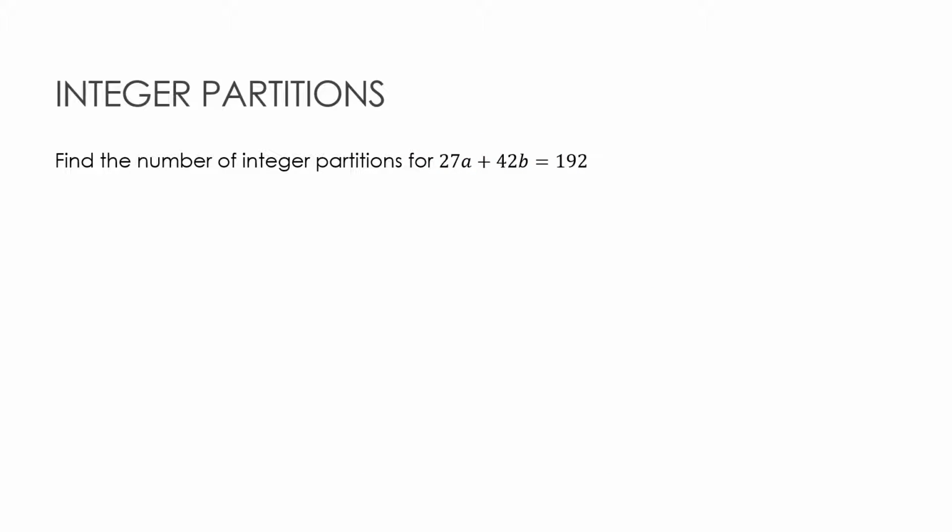So here's another one to look at. 27a plus 42b equals 192. What's the number of integer partitions? Well, I know that I'm looking for x to the 192, which means the coefficient for when x is to the 192nd power. How would I write this?